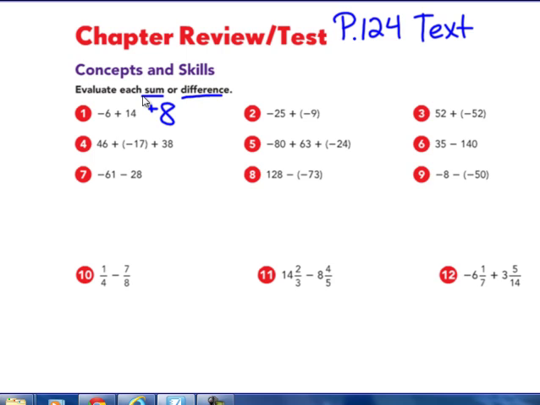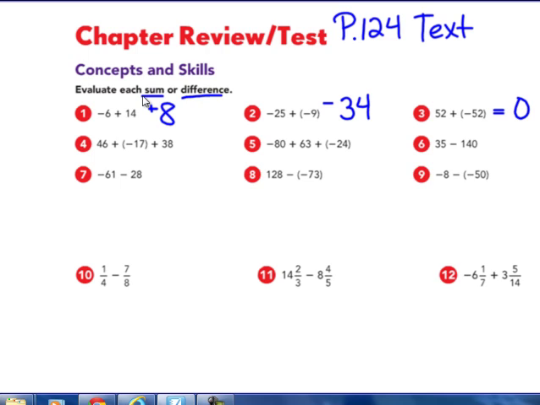Number 2. Same signs, add and keep. So I see -25 plus -9. I'm going to add those numbers together, and it gives me 34. Keep the sign, -34. Number 3, 52 and -52. 52 and -52, those are additive inverses, or opposites. Opposites, when you sum them, equals 0.